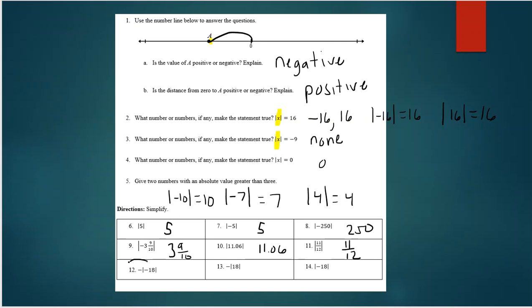Now on this one, the opposite of the absolute value of negative 18. The absolute value of negative 18 is 18, and then the opposite of that is negative 18. Okay, for this one, the absolute value of 18 is 18, and then the opposite of that is negative 18. And then the absolute value of negative 18 would be positive 18.